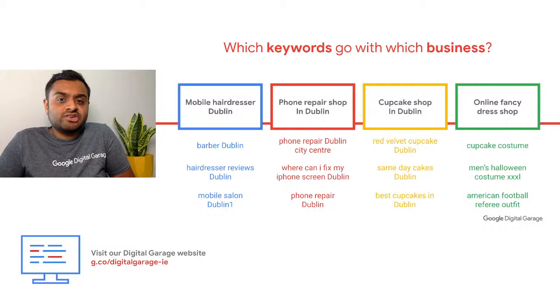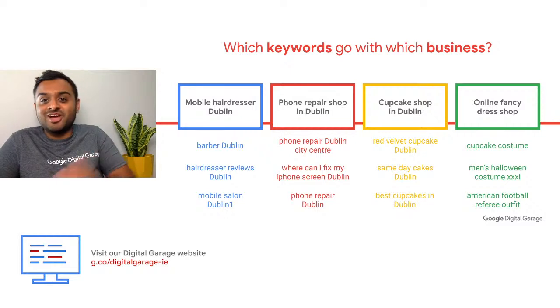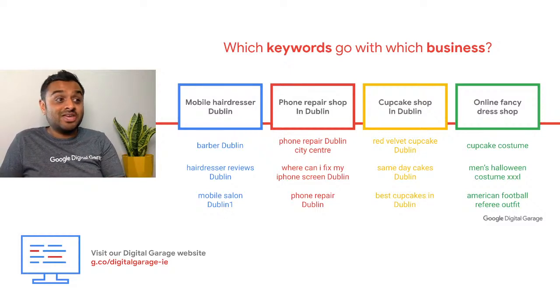And then the one that's slightly different, which is less location dependent, is this online fancy dress shop. So how do they stand out? Well, they can promote and market through keywords for costumes that others don't necessarily sell. So maybe something like that cupcake costume, they could sell that to the cupcake shop in Dublin or rent it out to them perhaps as well.